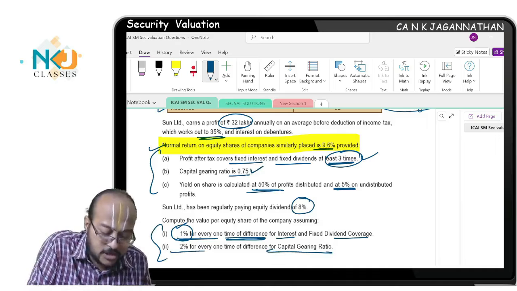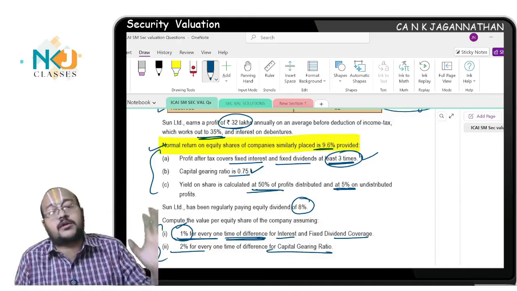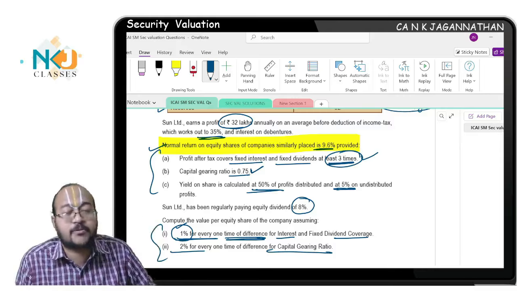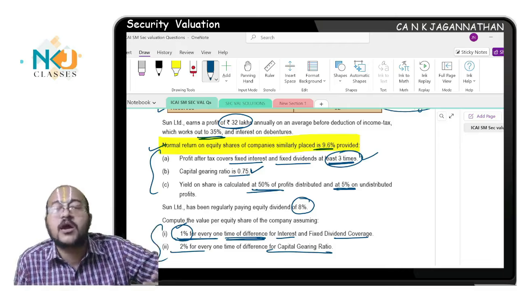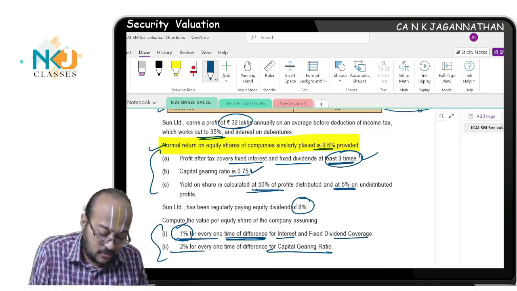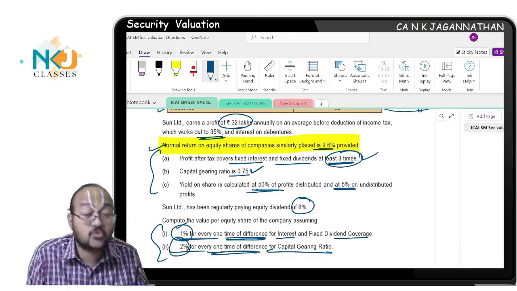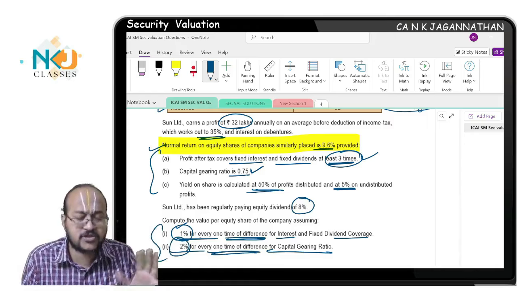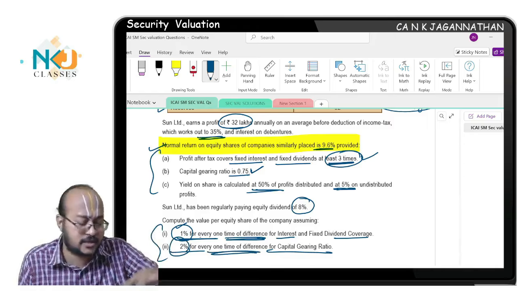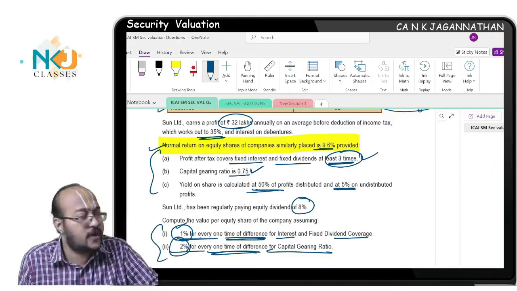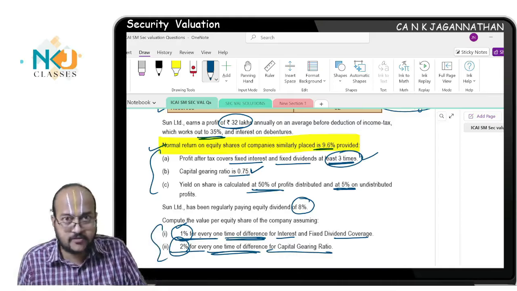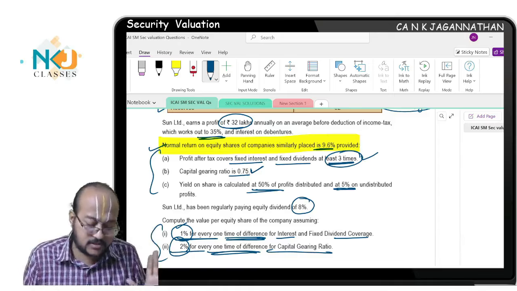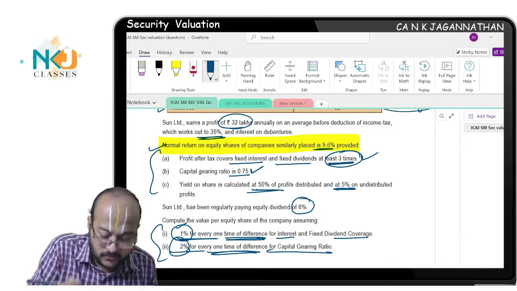Normally the preferred capital gearing ratio is 0.75, which means if this ratio is higher, it is more risky. For a one time difference we will take 2%. For every one time difference we take double the risk coverage, which means if normally KE is 9.6% and the capital gearing ratio should ideally be 0.75, but assume it is 1.75, then you will add 2%. This is just for discussion, I am saying the number, we will see what it is.